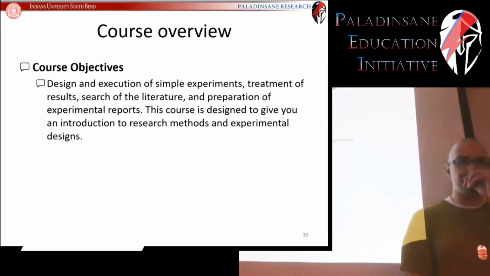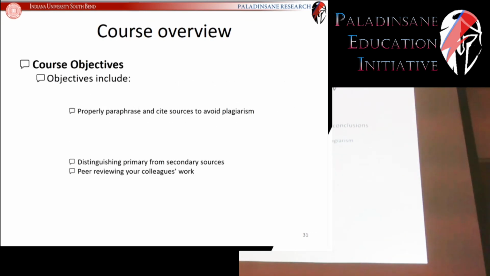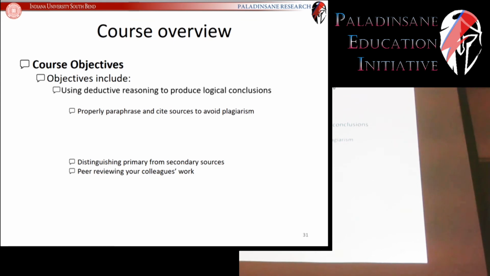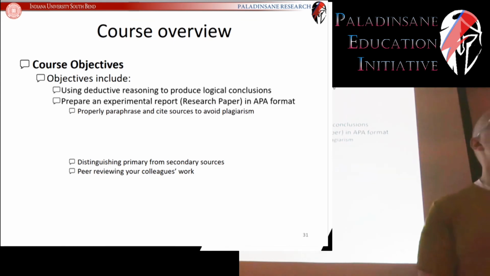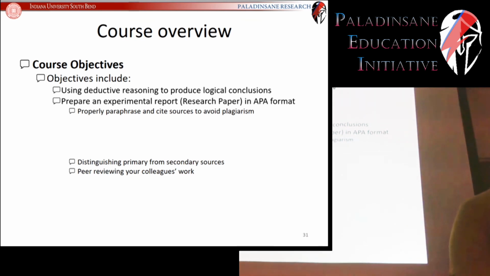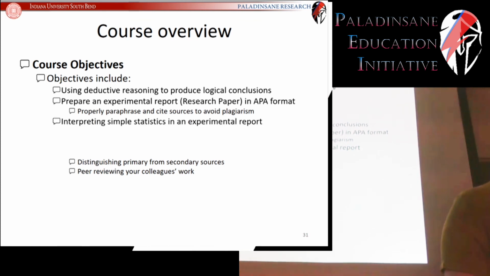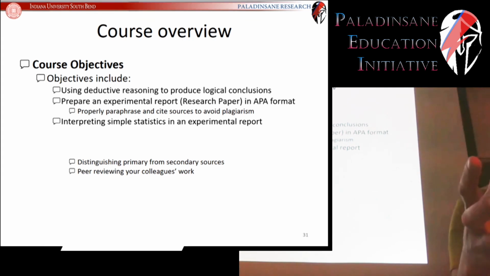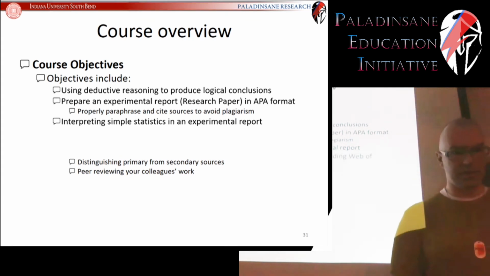So some of the objectives include using deductive reasoning. We'll take a look at that. Preparing an experimental report, a research paper in APA format. So you will be writing a research paper. I'll talk more about that in just a moment. Interpreting simple statistics. It's not a statistics course, but it will let you know a little bit about just what you need for understanding the experiment that we're going to be doing.